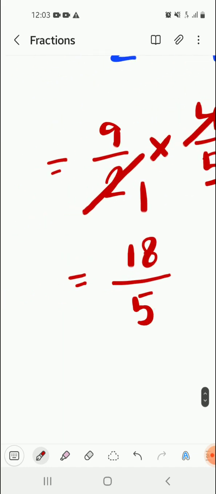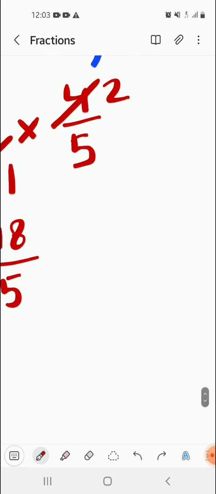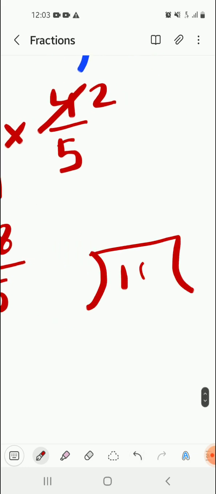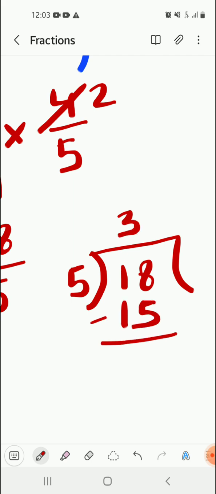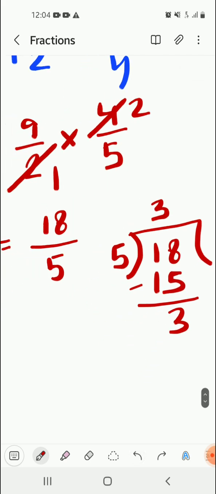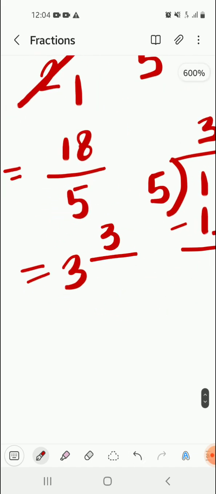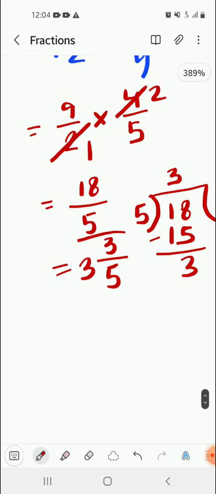5. Now since this is an improper fraction, you can see the denominator is greater. Convert it into a mixed fraction. So 18 divided by 5, 5 into 3, 15. 3. So this becomes my whole number, the quotient, that is 3. The remainder becomes my numerator. So 3 we are going to write over here. And the 5 in the divisor becomes my denominator. So we have got 3 and 3 by 5 as our answer.